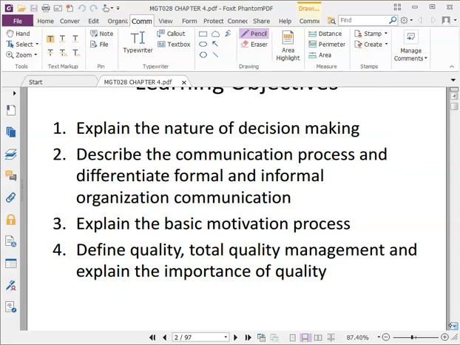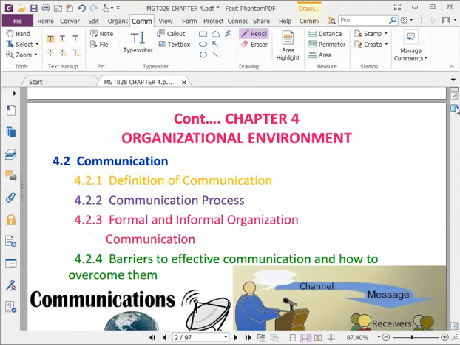Sebelum ni kita hanya discuss berkaitan chapter number 3, regarding what is planning, controlling, organizing. So untuk chapter 4 kita akan tengok apa yang berlaku dekat dalam management ataupun sesebuah organisasi. Dia kena ada decision making, communication between the staff, and also motivation, and also quality of a management. Kita akan tengok perkara itulah untuk hari ini.